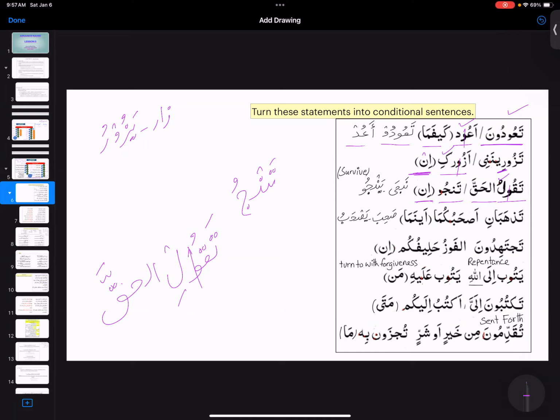Kasra, yeah, supposed to be just, but to make a mudaf ilayhi, we give kasra. Taqulil haqqa, join with the haqq. With the haqq if you want to do, yeah, but not mudaf ilayhi.